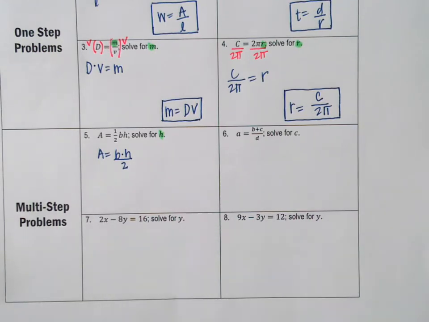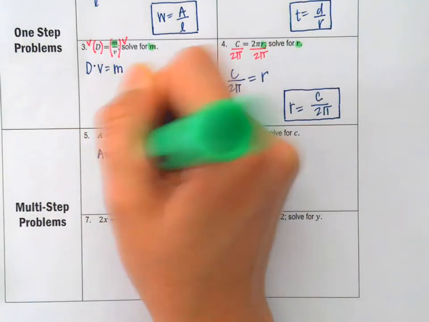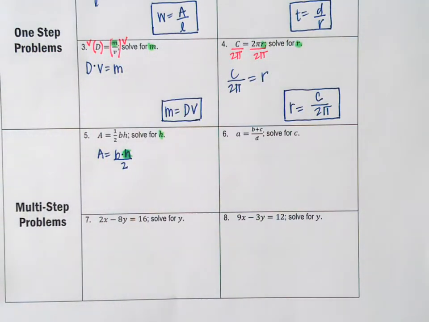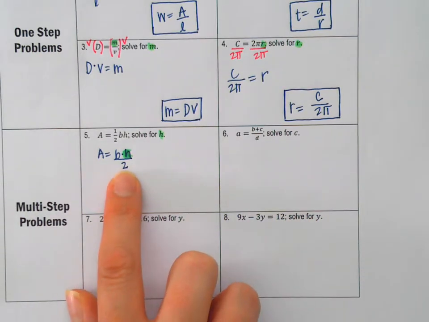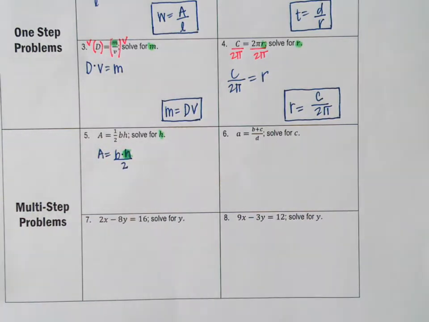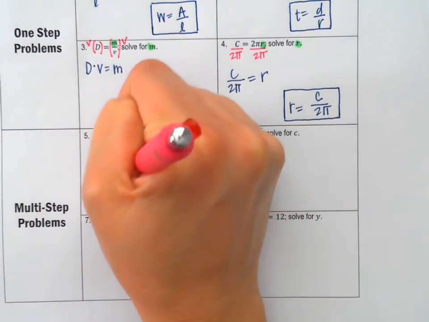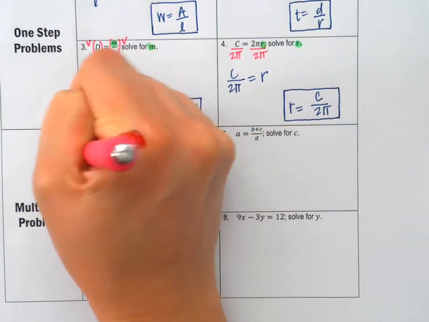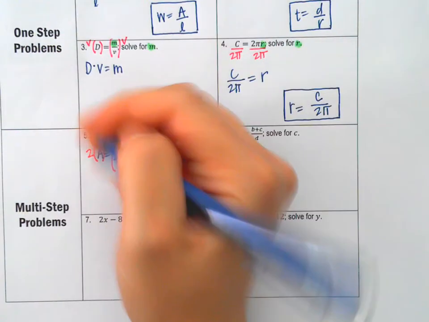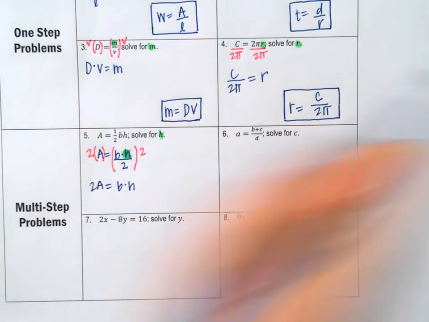So we are trying to get h by itself. So we don't have anything that's being added or subtracted. And what I notice is I have this denominator. When I have an entire expression over something, I always actually want to get rid of that first. So what I'm going to do is undo that division by multiplying both sides by 2. And so I have 2a equals b times h.